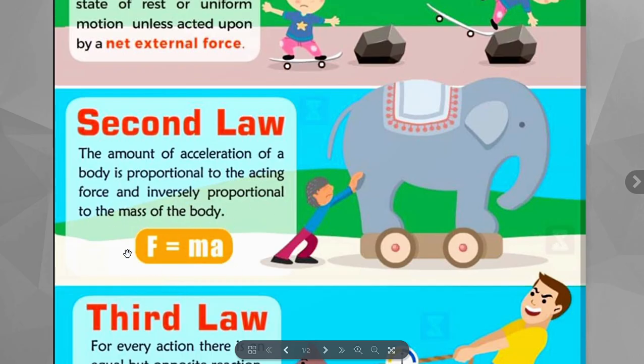Here you can see that F is force, m is mass, and a is acceleration. When we apply the force, by the same force the elephant is moving forward.